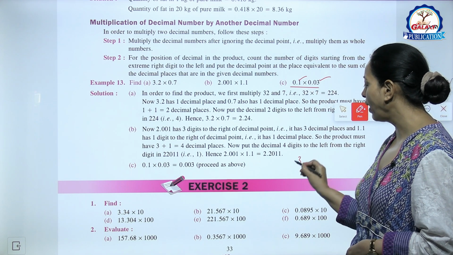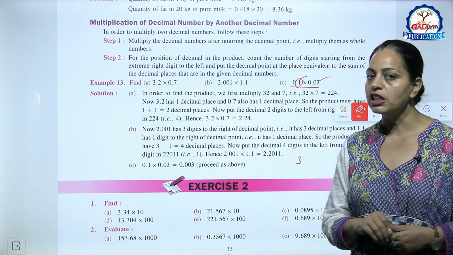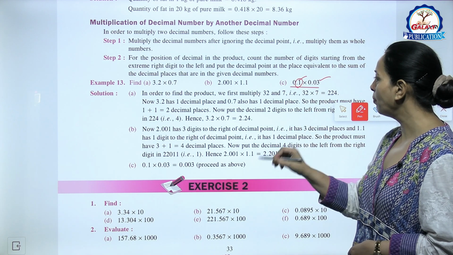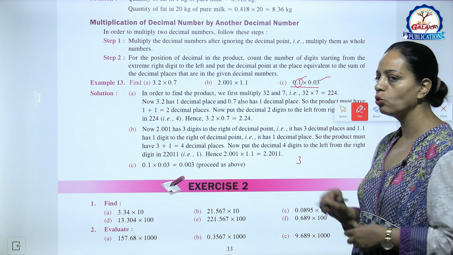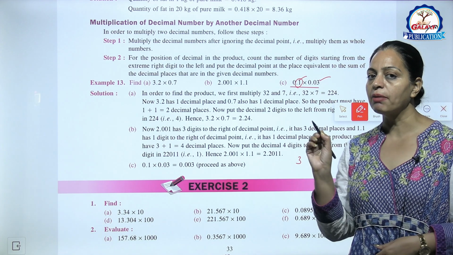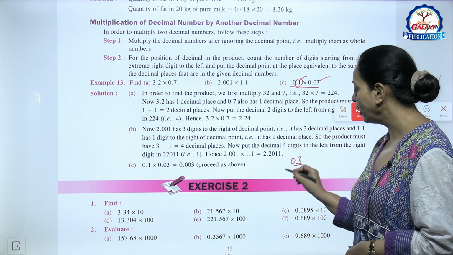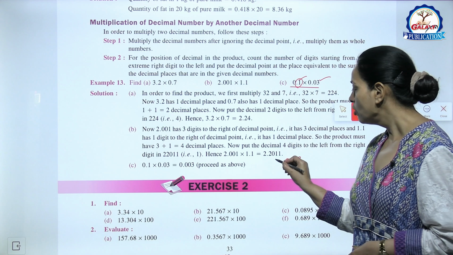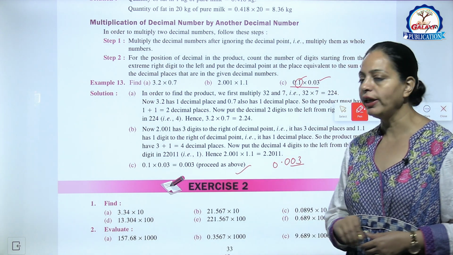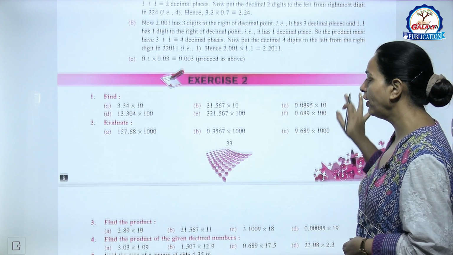Now see the C part, 0.1 into 0.03 means 1 and 3. 1 और 3 को multiply करेंगे, we will get 3 only. Now here decimal is before 1 digit, 1 decimal place, and this is 2 decimal places, total 1 plus 2, 3. यानी हमें 3 digit से पहले decimal लगाना है, but we have 1 digit, तो हम 0 लगा देंगे, एक और 0 लगा देंगे, and then decimal point. Okay, so answer is 0.003. I hope these are clear to you, very interesting.